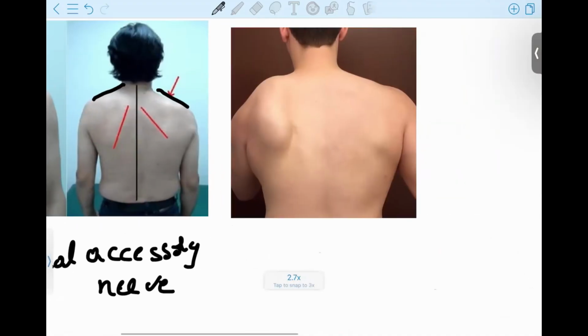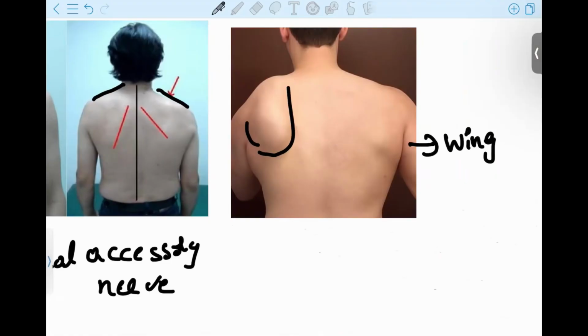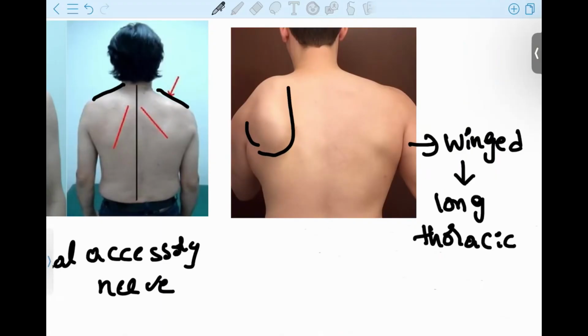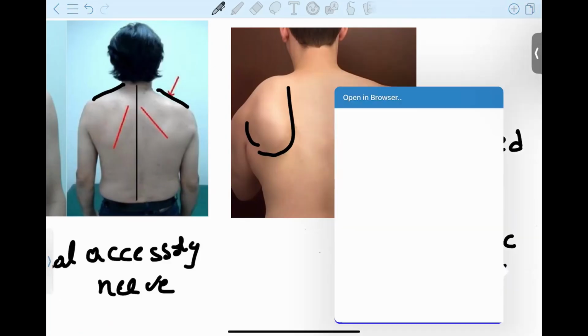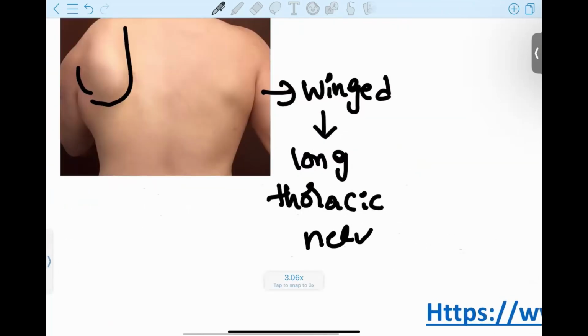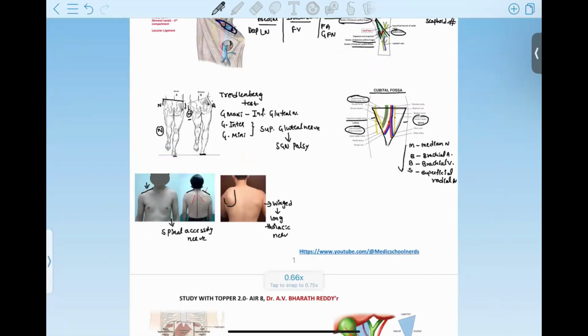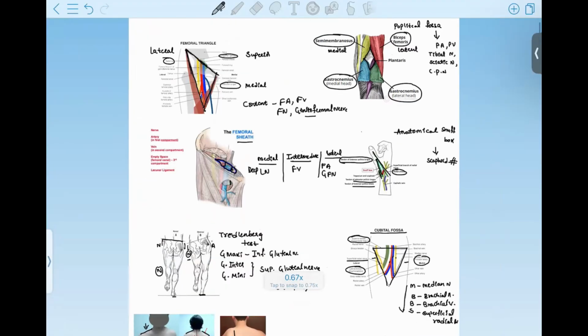And next, coming to this kind of scapula. This kind of scapula is known as winged scapula. In the winged scapula, what is the nerve whose palsy is causing this? That is your long thoracic nerve. Okay, remember this is due to long thoracic nerve palsy. So you have to remember this. Next, this is how we completed the first half of the triangles, fossa, and also their important contents.